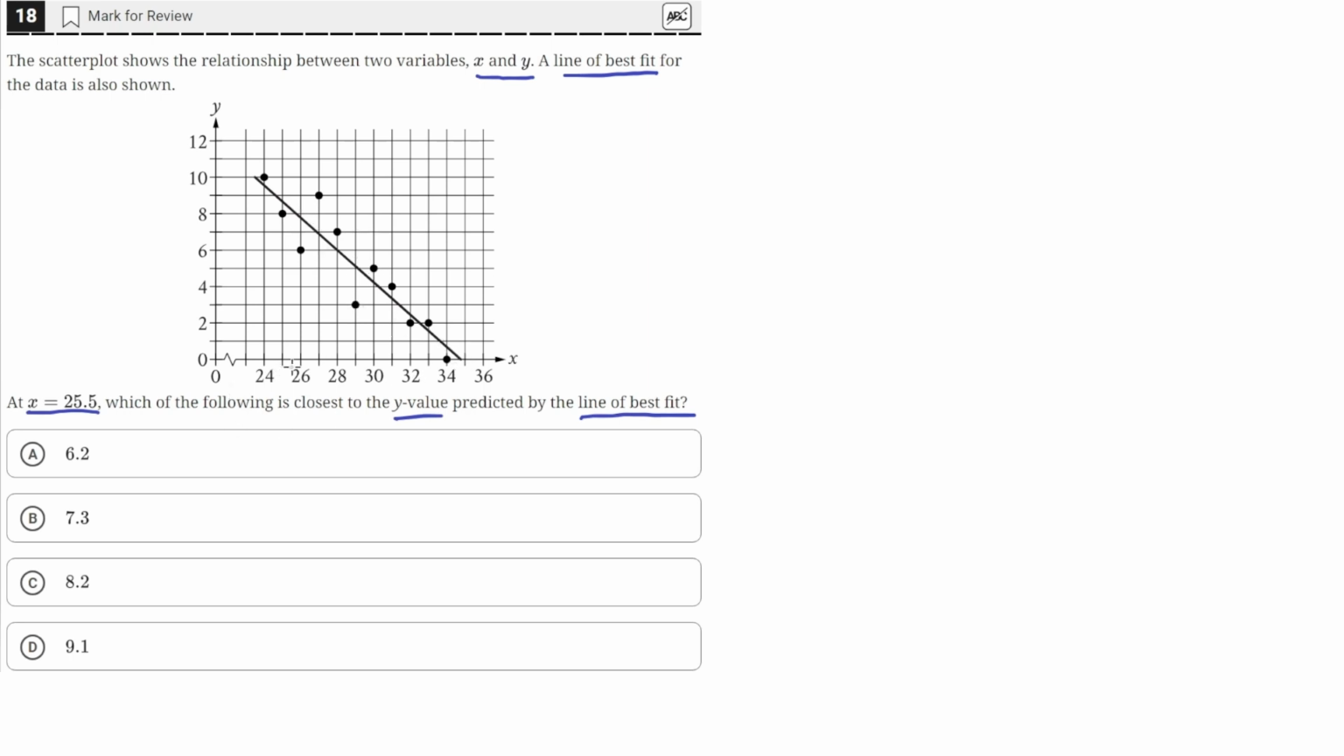And at a value of x equals 25.5, which is about right here on the x-axis, if we go up from 25.5 to the line, we see that the line predicts a y value that's a little bit above 8. So the answer choice that gives us a y value a little bit above 8 is answer choice C, 8.2. So 8.2 is the right answer.